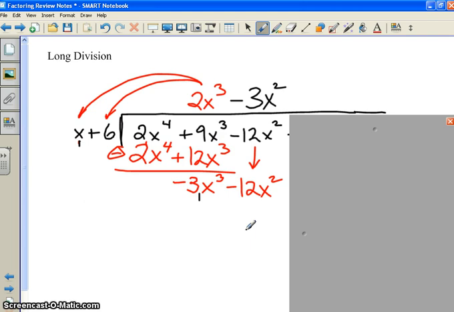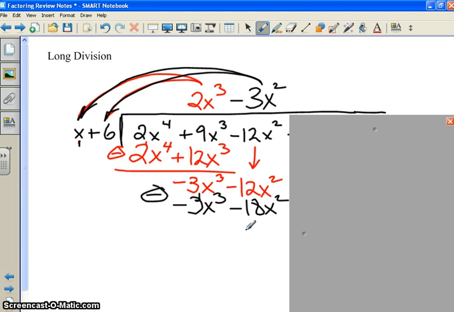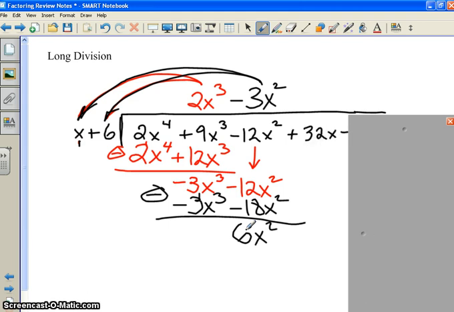And I'm going to distribute that back to what I am dividing by. So that will make negative 3x cubed minus 18x squared. And then I subtract again. Negative 3x cubed, take away negative 3x cubed, cancels out. And my squared terms, negative 12, take away negative 18, actually makes positive 6x squared. Slide over. Bring down my next term.